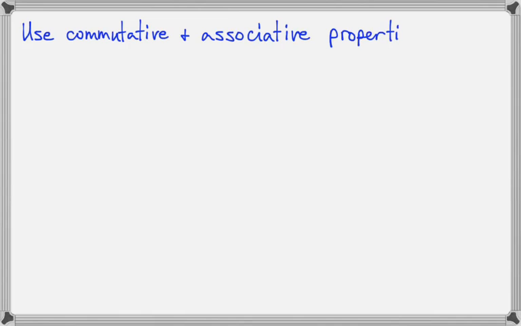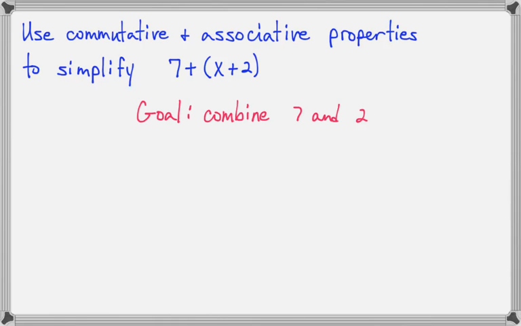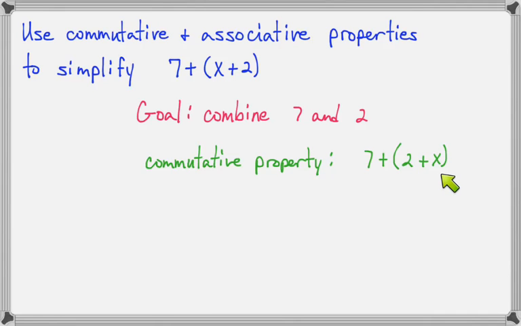Now on this last example, we're going to use both properties together. We've already learned the commutative property. Now we're going to look at using the commutative and the associative at the same time to simplify 7 plus x plus 2. So the first thing I want to do is use the commutative property to change the order of x plus 2. We'll use the commutative property of addition, and we will change the order of the x plus 2 into 2 plus x.